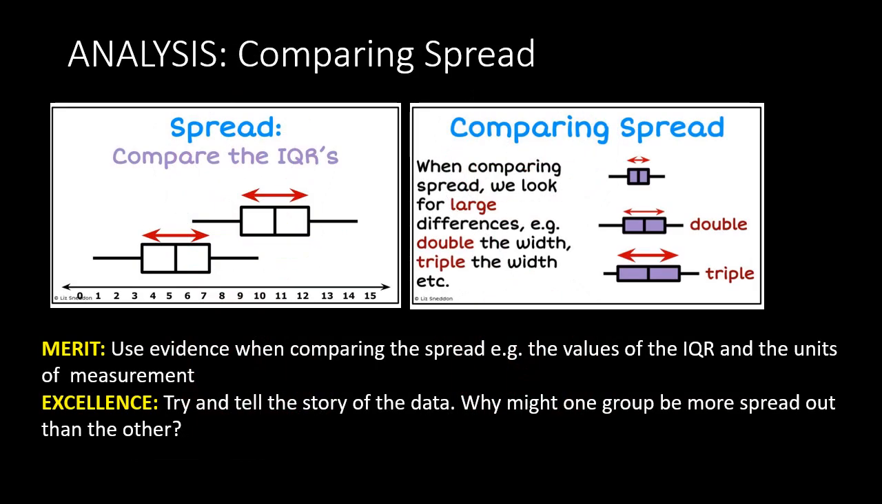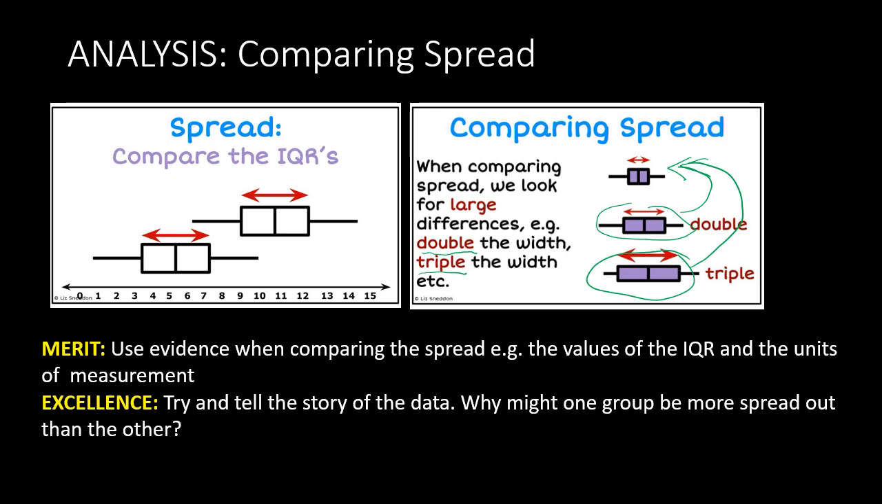Okay. So when we compare spread, we talk about whether it's large or small, and we look at the differences between two of them. So we'll talk about one being double or triple the other, right? This one here is double that one there. So this is a larger spread than this one, right? And then this one is triple the amount of that one. So we're looking at the spread compared to each other.